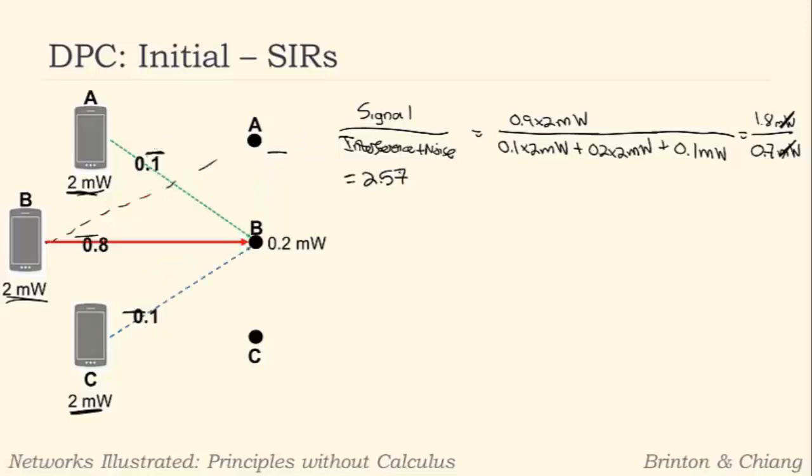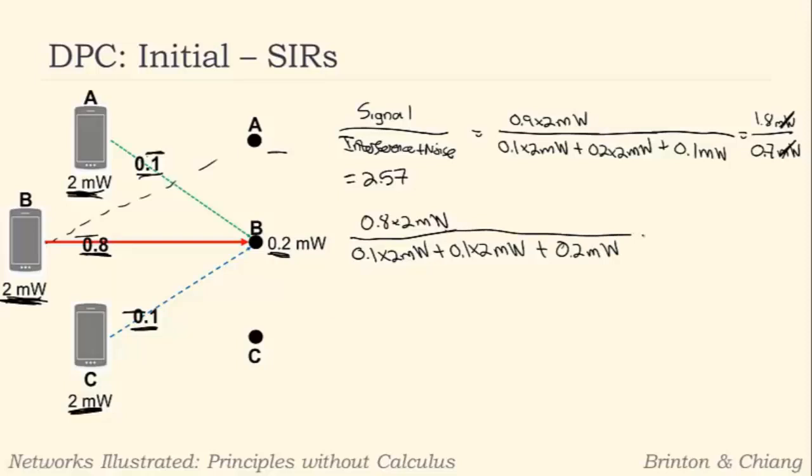So now let's move on to B. So B has a direct gain of 0.8, which is lower than, again, remember the direct gain of A and C are both 0.9, but this direct gain of 0.8 times its initial transmit power of 2 milliwatts. So here we have 0.8 times 2 milliwatts as the signal. Then the interference we have coming in from C and from A times their power levels. So we have 0.1 times 2 milliwatts plus 0.1 times 2 milliwatts. And then we want to add also the noise in the receiver, 0.2 milliwatts.